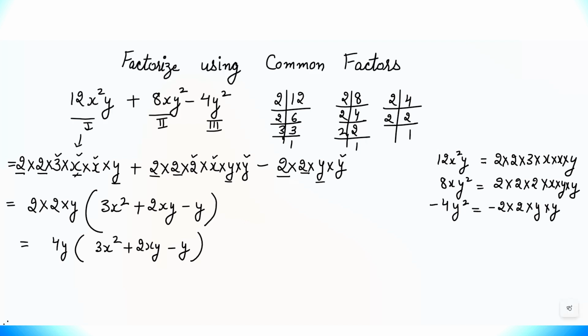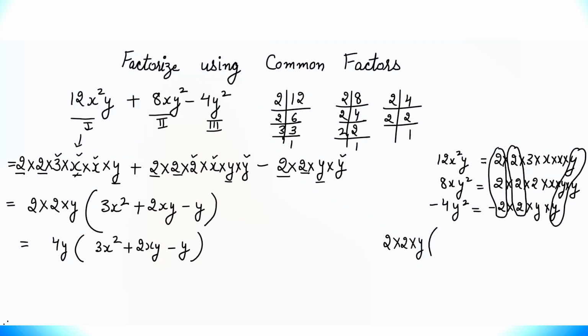So now I will take all the numbers and the variables which are common. The first 2 is present in all three, so I will write it like that. Then the next 2 is present in all three, so I will make a circle around them. Then what is common? Y is common, I will make a circle around y like that. So now that means 2 into 2 into y is common. So we'll write 2 into 2 into y is common.